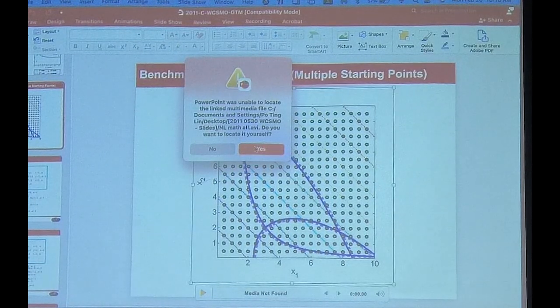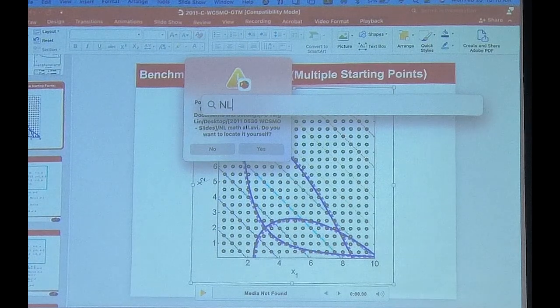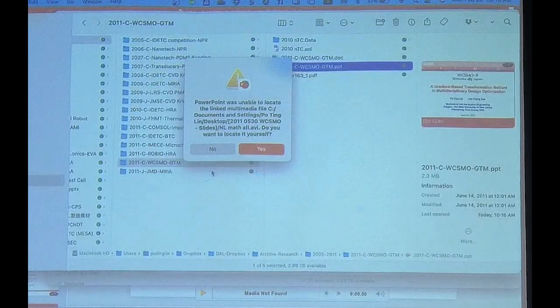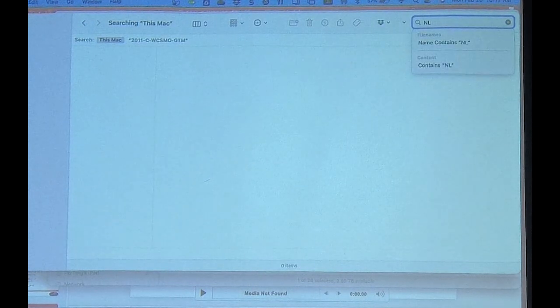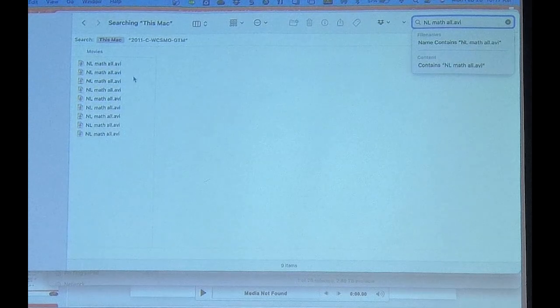No, it doesn't play anymore. Okay. What's the file name? NL. Oh, here. Okay.